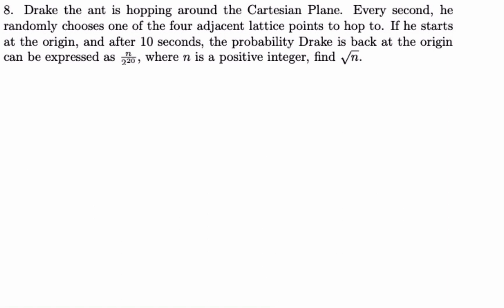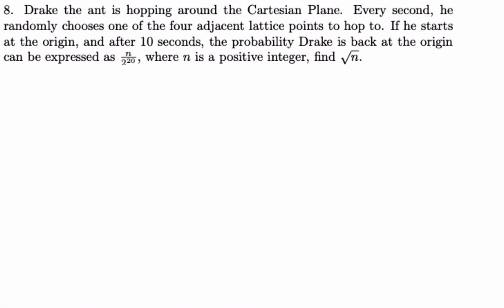Note that n is simply the number of ways to get to the origin after 10 seconds, because 2 to the power of 20 is simply the total number of ways. 2 to the power of 20 is 4 to the power of 10. So that's the number of total permutations of moves he can make without the restraint that he has to end up at the origin.